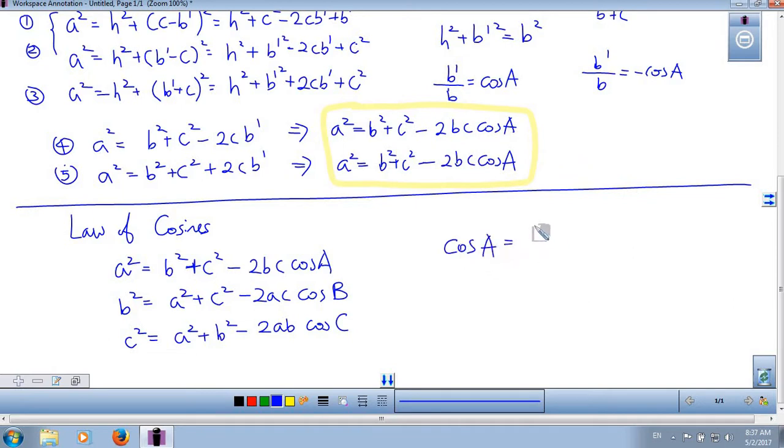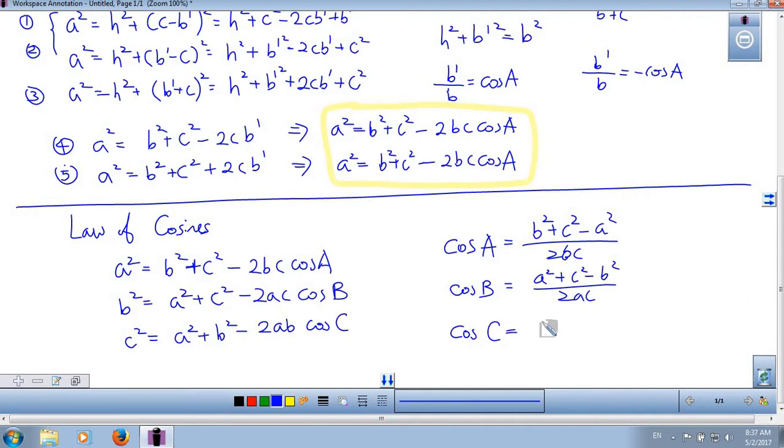So cosine A will be equal to B squared plus C squared minus A squared divided by 2BC. And same thing for cosine B, it will be A squared plus C squared minus B squared divided by 2AC. And cosine of angle C would be equal to A squared plus B squared minus C squared divided by 2AB. So these six equations are altogether called the law of cosines, but we usually start with the first three, and then we can derive the cosine of any angle. We can find the cosine of any angle given all three sides of the triangle.